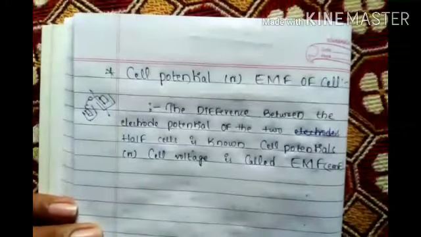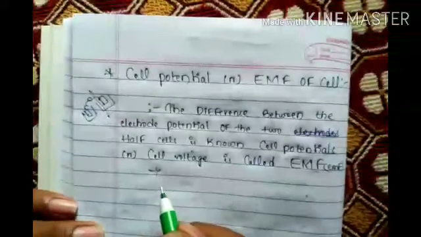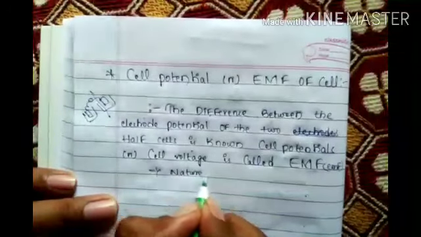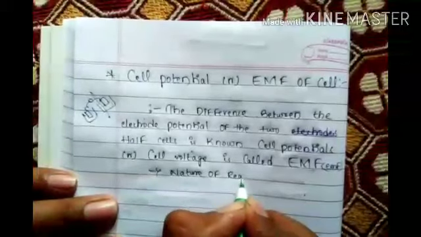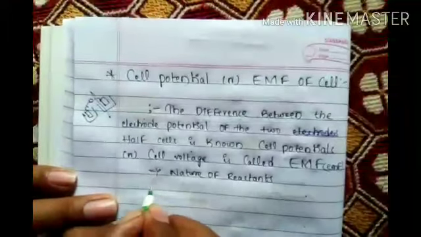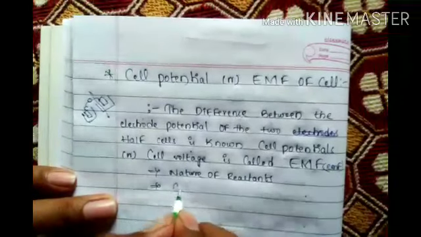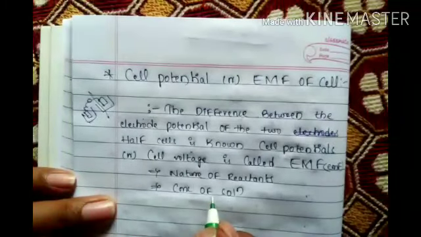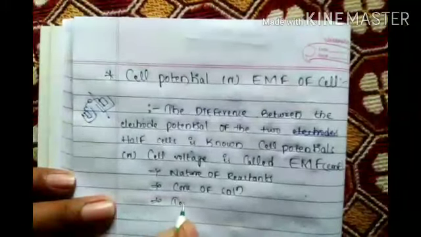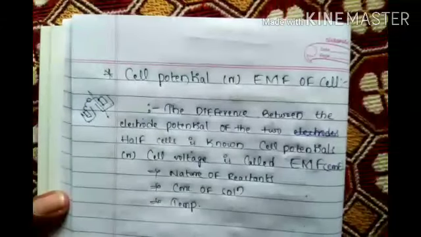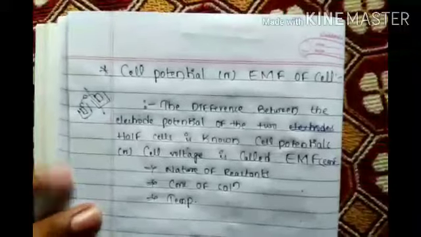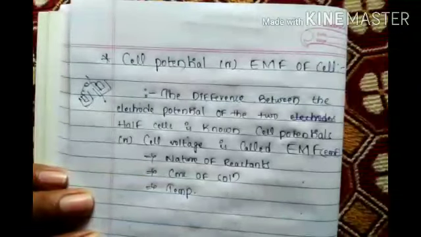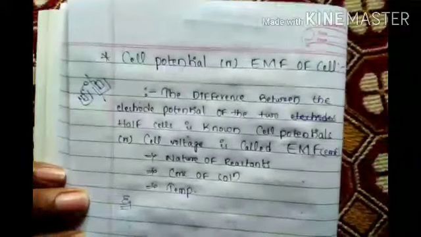See, the EMF depends upon the nature of the reactants, second one, concentration of the solution, and third one, temperature. EMF of a cell depends upon the nature of the reactants, the concentration of the solution in the half cells, and temperature. So we will take one example.